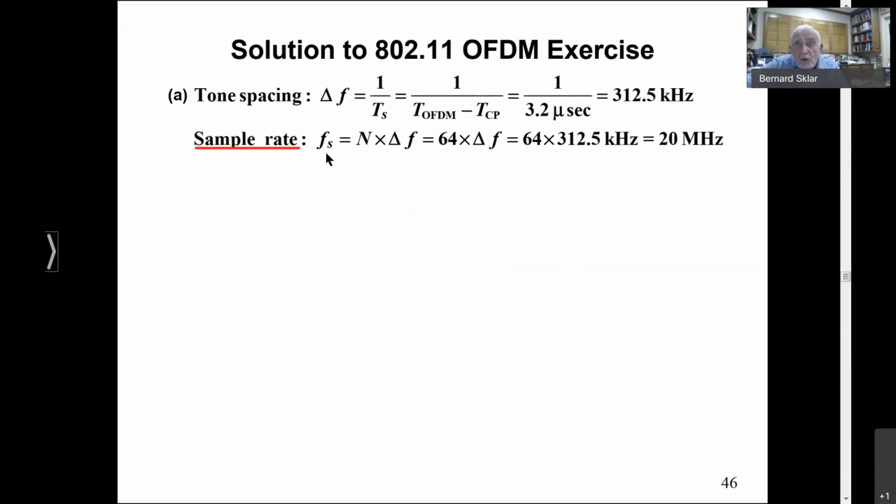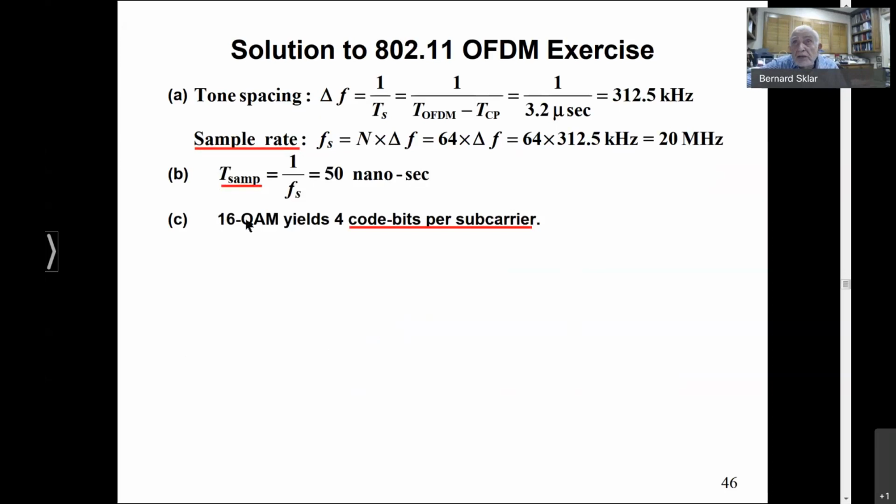So now the sampling rate, again, you can get the sampling rate in lots of ways. You just take the transform size times delta F, that is the sampling rate, it's 20 megahertz. What about the sampling time? Well, it's the reciprocal of the sampling rate. So every sample now has a time of 50 nanoseconds in this system.